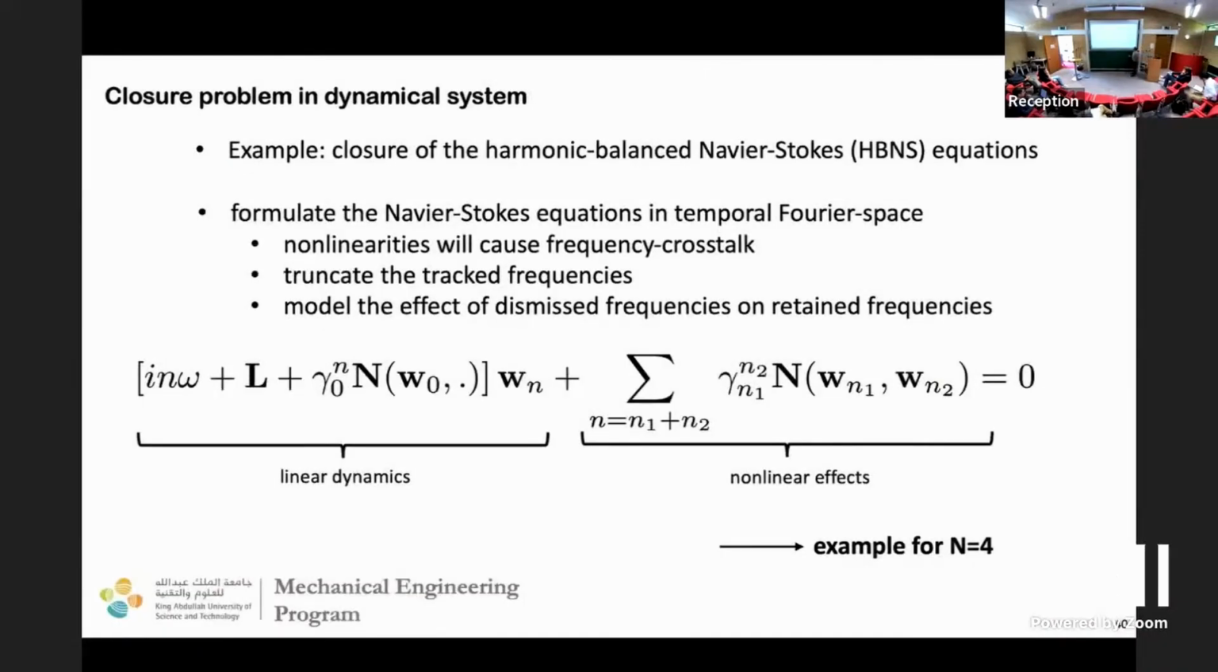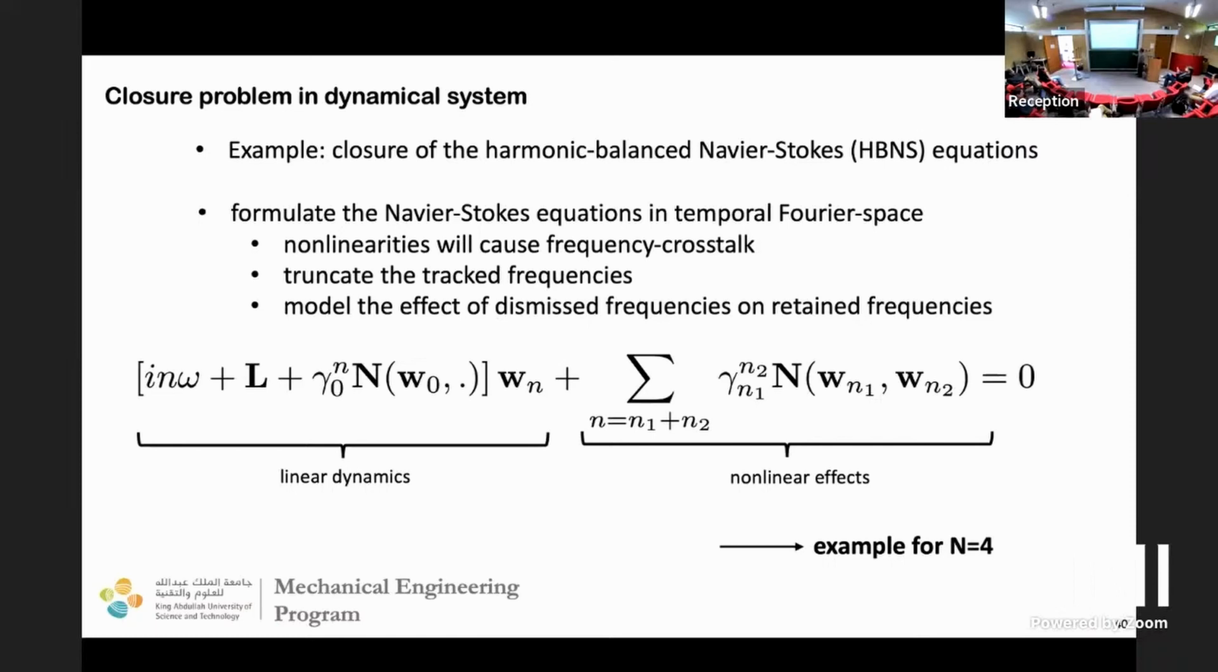The way we applied this was a closure for the harmonic balanced Navier-Stokes equations, A, B, and S. That's what George has been working on for a while. This is basically the nonlinear extension of the resolvent framework, where you have the resolvent. This is the linear part. This is the mean flow interaction. It's nonlinear, but on the mean flow.